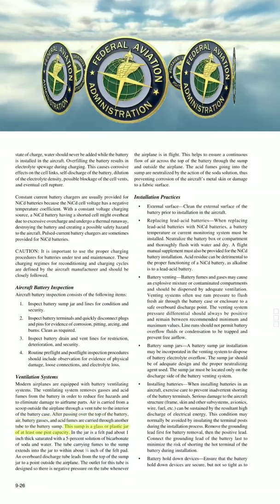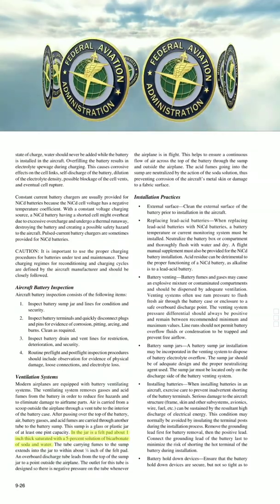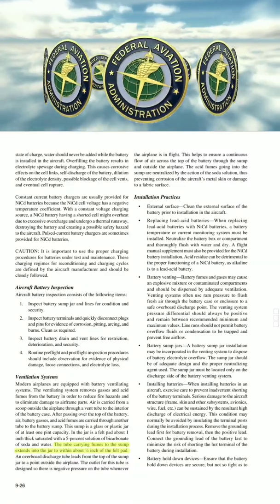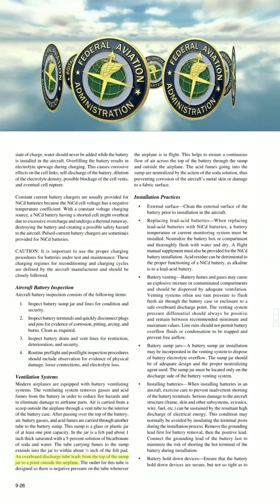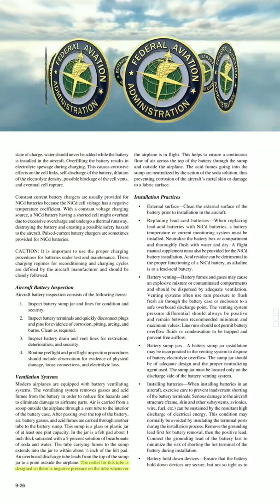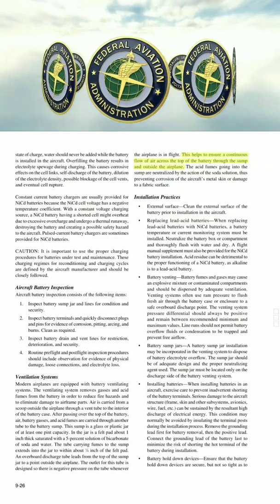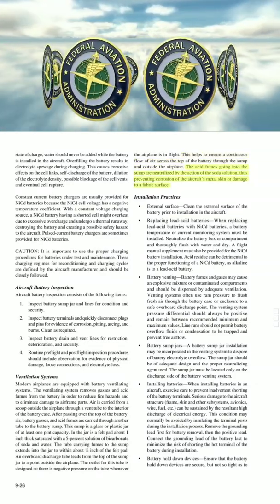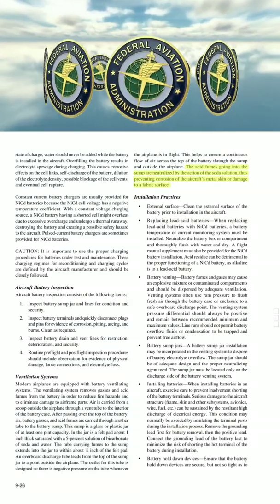This sump is a glass or plastic jar of at least 1 pint capacity. In the jar is a felt pad about 1 inch thick saturated with a 5% solution of bicarbonate of soda and water. The tube carrying fumes to the sump extends into the jar to within about 1/4 inch of the felt pad. An overboard discharge tube leads from the top of the sump jar to a point outside the airplane. The outlet for this tube is designed so there is negative pressure on the tube whenever the airplane is in flight. This helps to ensure a continuous flow of air across the top of the battery through the sump and outside the airplane. The acid fumes going into the sump are neutralized by the action of the soda solution, thus preventing corrosion of the aircraft's metal skin or damage to a fabric surface.